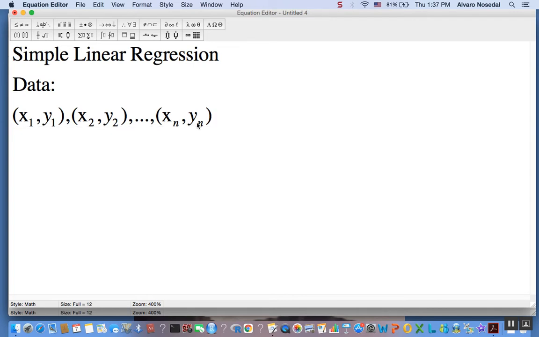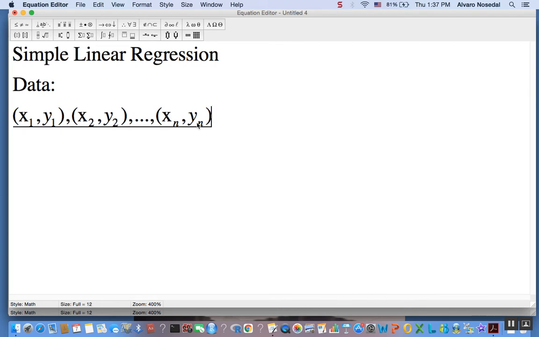So then we make a scatter plot. Okay, and then what we would like to do is to find the line that best summarizes that scatter plot, that best approximates, that best fits our data.